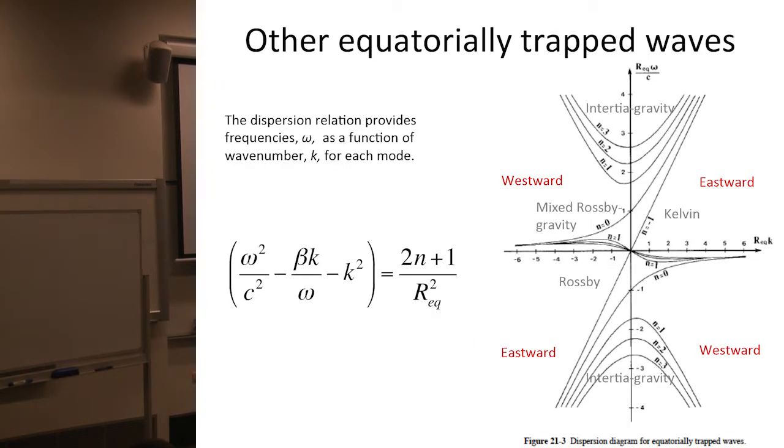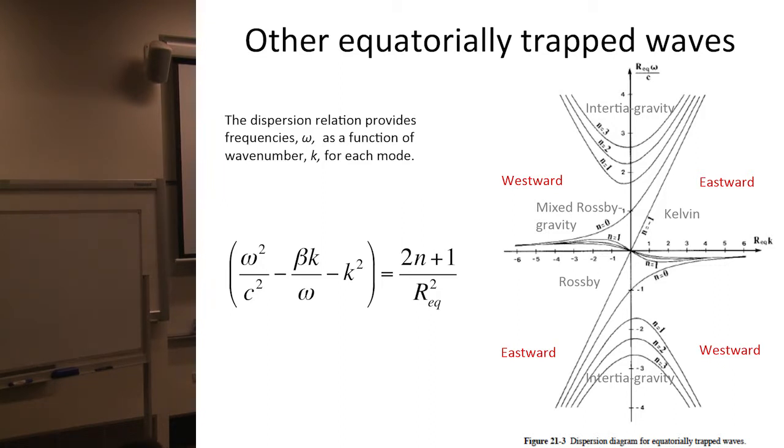Okay, so there's basically three roots for this equation. You've got the inertia gravity waves, which we're going to discuss, all of these different types of waves, in a little bit of detail coming up next. So we've got the inertia gravity waves. They've got the eastward propagating, westward propagating. You can see it's just basically a mirror image about the x-axis.